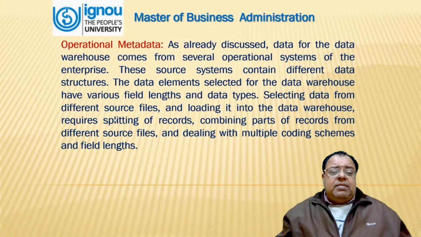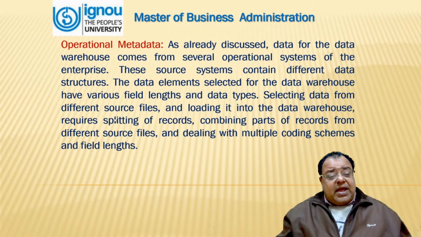If we talk about operational metadata, data for the data warehouse comes from several operational systems of the enterprise. These source systems contain different data structures. The data elements selected for the data warehouse have various field lengths and data types. Selecting data from different source files and loading it into the data warehouse requires splitting of data, combining parts of records from different source files, and dealing with multiple coding schemes and field lengths.